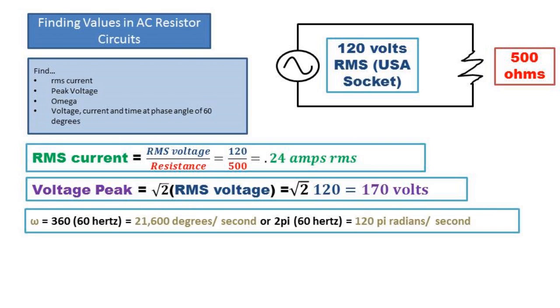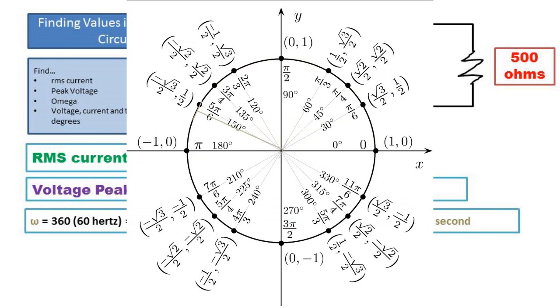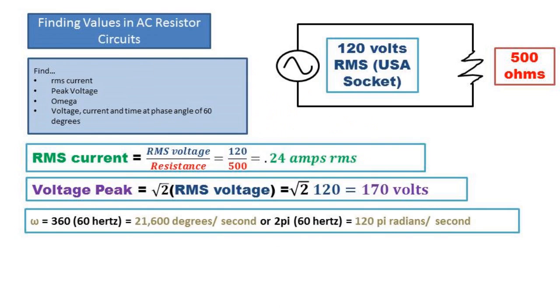Now we need to find omega. Omega is basically how many radians or how many degrees a second the sine wave is moving. To complete this, we have to know that a wall socket comes at 60 hertz or 60 cycles a second. So now if we take 60 times 360, because there's 360 degrees in a complete circle, or 60 times 2 pi, because there's 2 pi radians in a circle, we will get our value for omega. In this case, our value for omega is 21,000 degrees a second, or 120 pi radians a second.